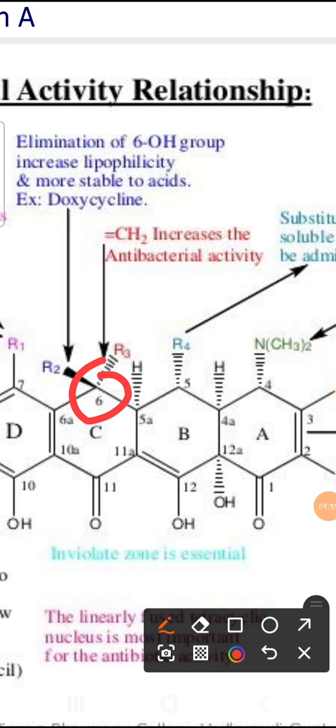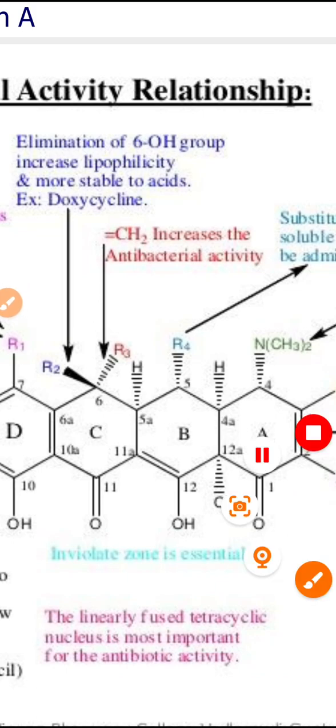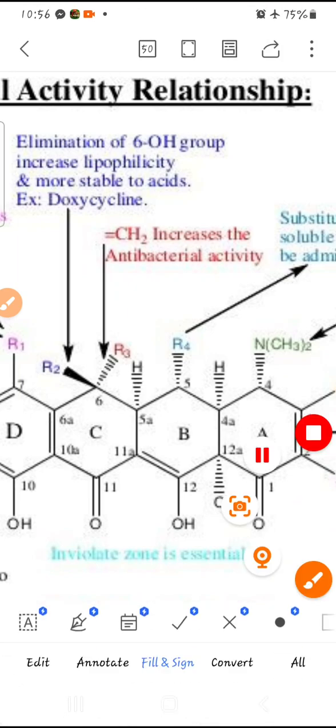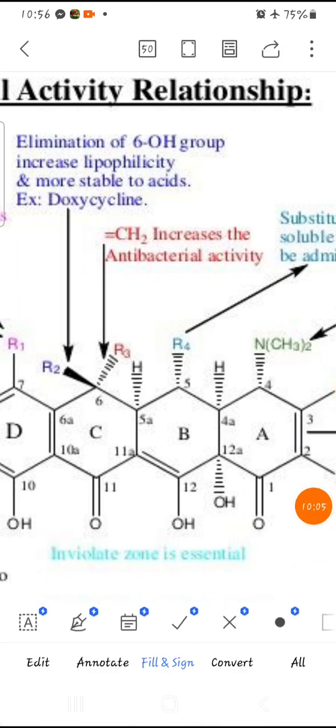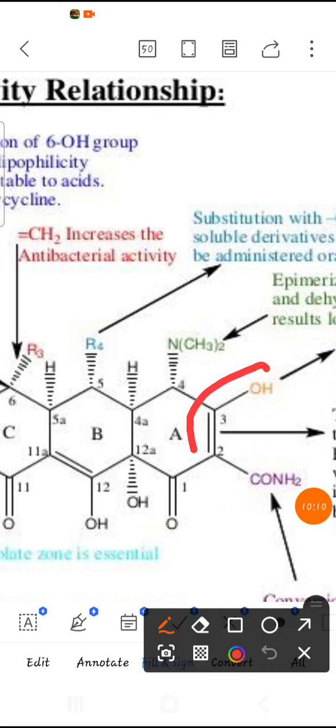Also, tetracycline contains enols. Here at 1, 2, 3, mainly at the 2, 3 position, there is an enolic group. This enolic group is essential for activity. Very important for activity. Essential.